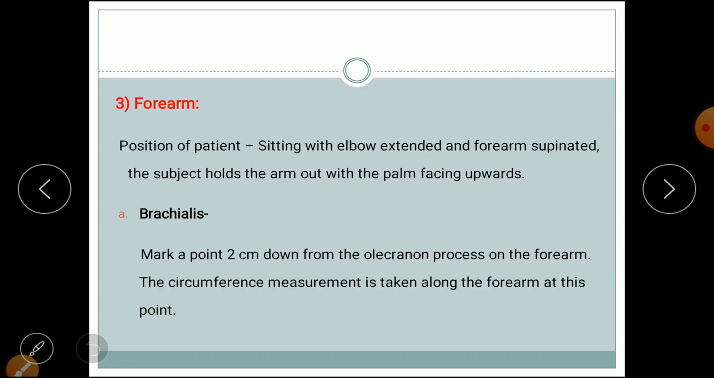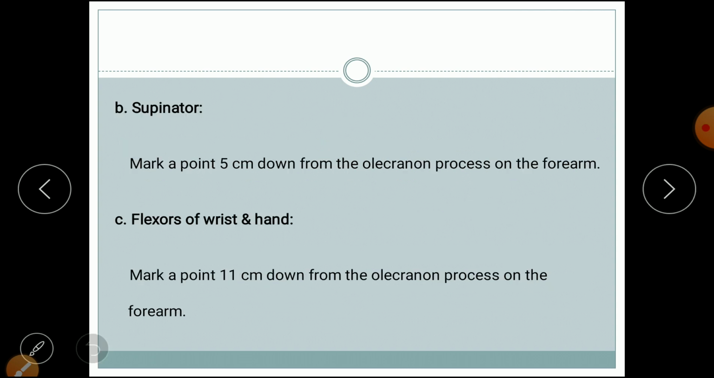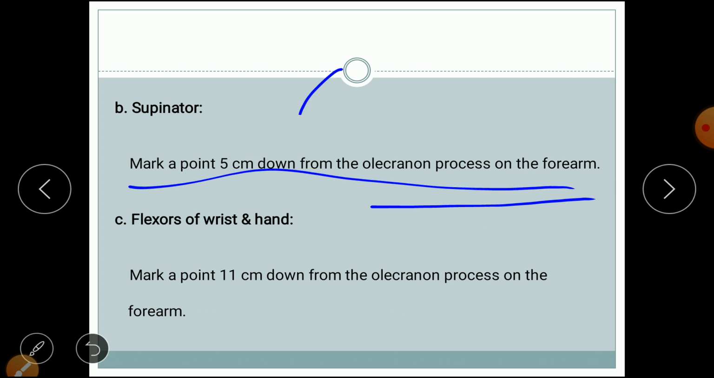Next is the forearm. The position of the patient is sitting with the elbow extended and forearm supinated. The subject holds the arm out with the palm facing upwards. For the brachialis muscle, mark a point 2 centimeters down from the olecranon process on the forearm, and the circumference measurement is taken along the forearm. Then for the supinator muscle, 5 centimeters down from the olecranon process. You have to remember 5 for supinator, S and 5.